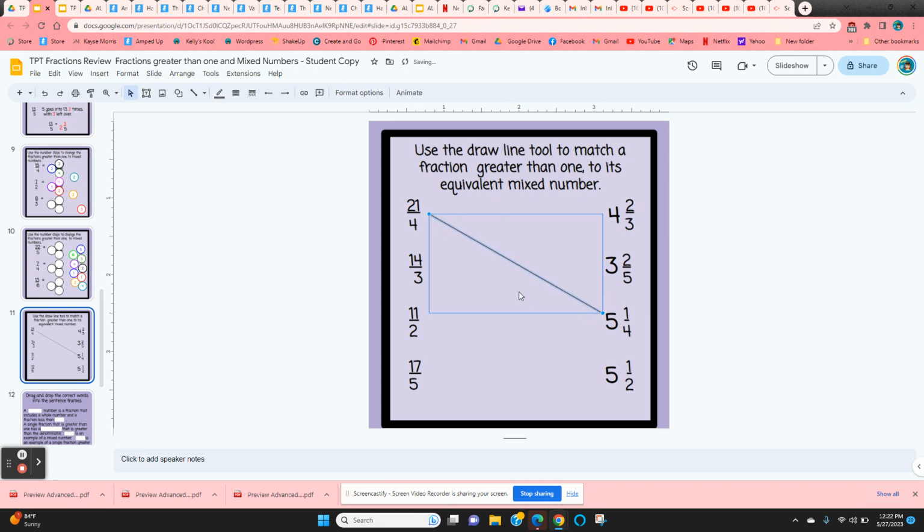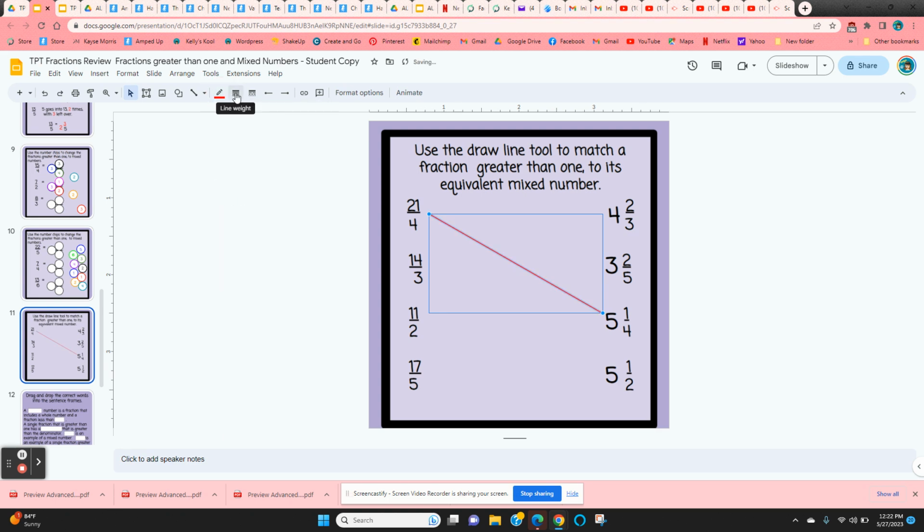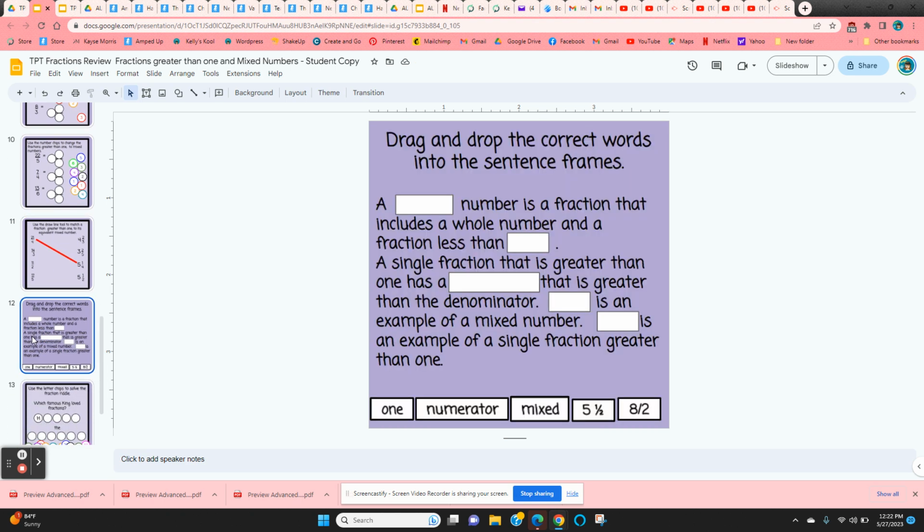And the kids can play around with this. So they can make the line a different color, and they can make it thicker if they like. So they can play around with that and make it their own. And then on the next slide, they're going to be moving these words into place in the sentence frame. So each one goes into the correct place. Okay, so the first one, mixed numbers. So they click and hold, and they move those words into the correct place.